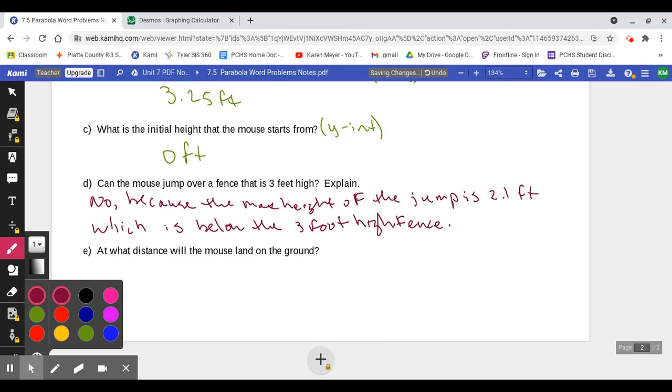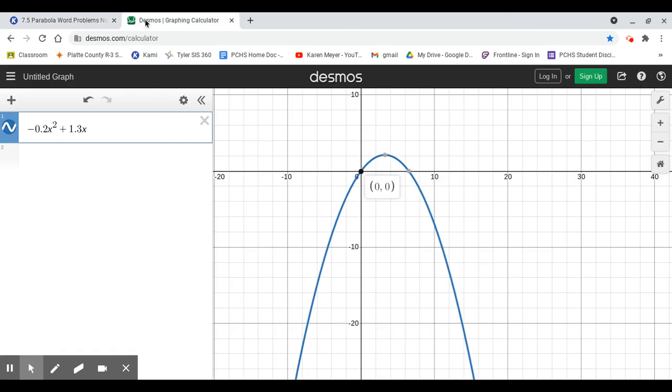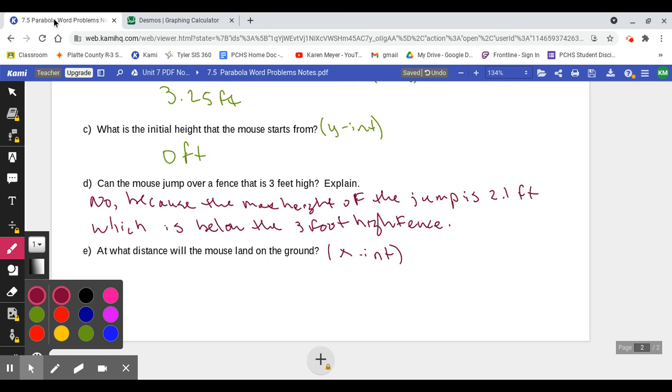At what distance will the mouse hit the ground? Well, that is the x-intercept farthest on the right. So the x-intercept farthest on the right is about 6.5 feet. Done.